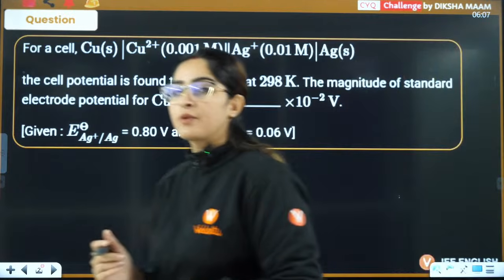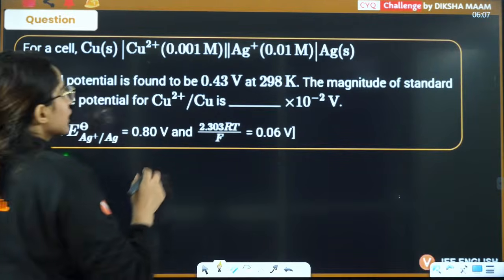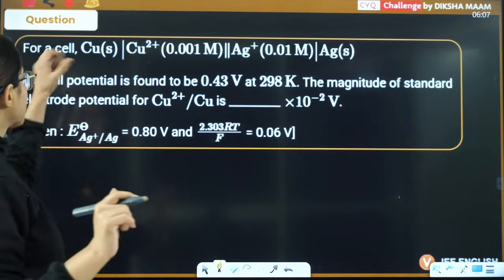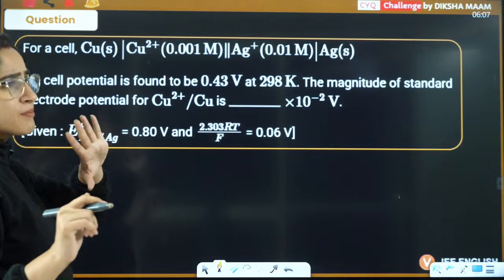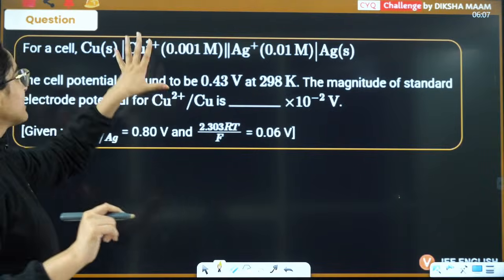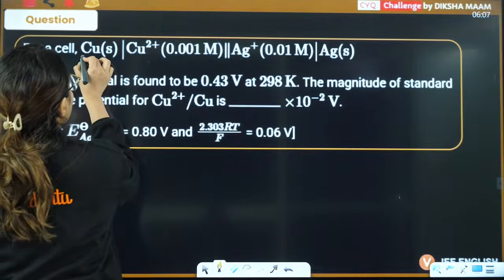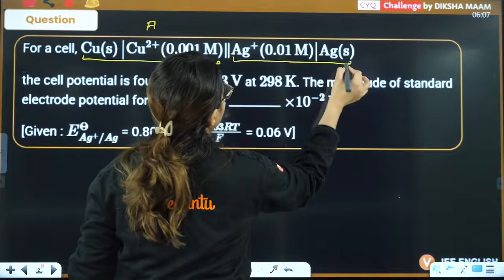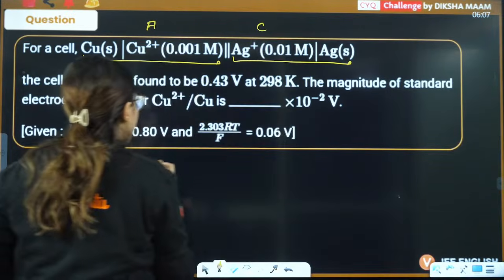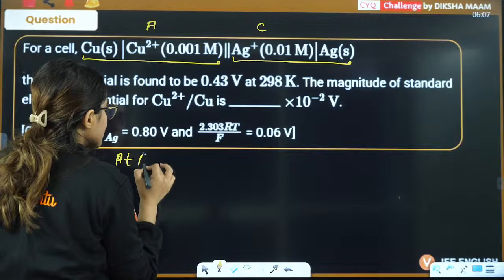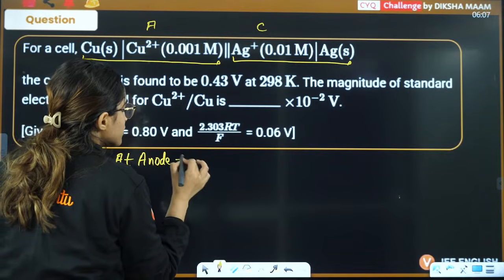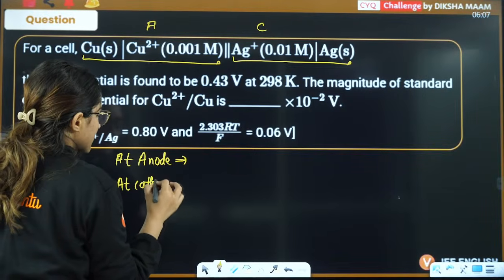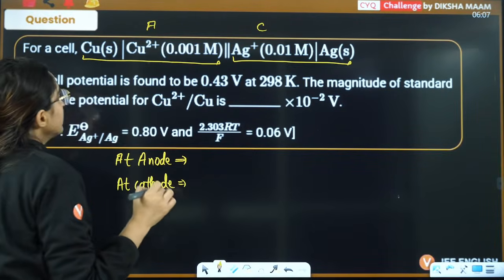What is the Nernst equation? Let's see that. Firstly, you should know this representation. The first task is to understand the representation. Always remember, in the representation it is anode, cathode. That means the one on the left side is the anode, and this will be the cathode. That means at the anode which reaction is taking place, and at the cathode which reaction is taking place? Let's see that over here.